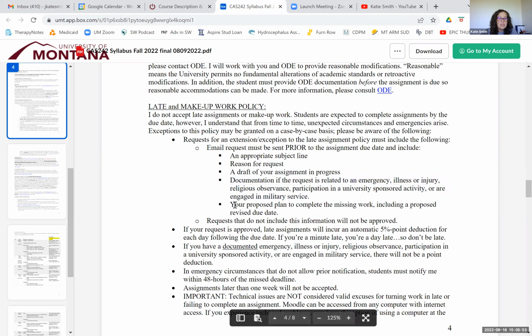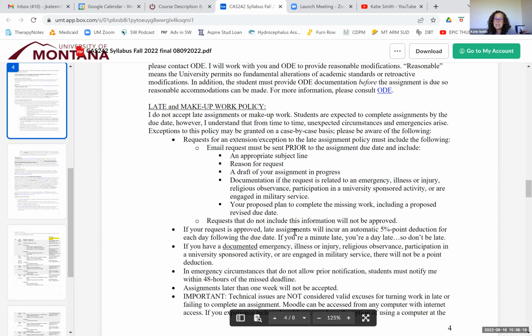And then you also need to include your proposed plan to complete the missing work, including a proposed revised due date. So, Katie, I'm going to be working on it during these times. This is my plan. This is how I'm going to accomplish it. And I will have it done by this date. You'll send that to me and I will review it. If you do not include all of this information, I will not approve your request.